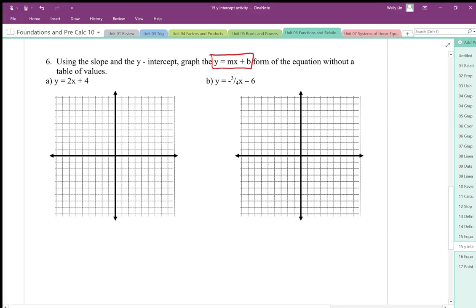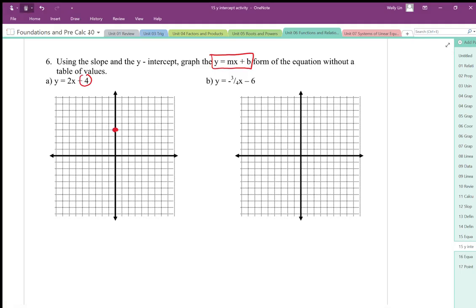So without making a table of values, I can know that this graph starts at the 4 along the y-axis because of that plus 4. Maybe I'll do that in color here. So my plus 4 is that point right there.